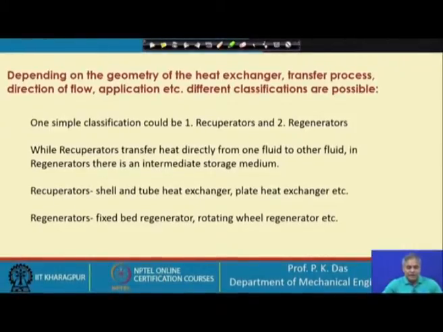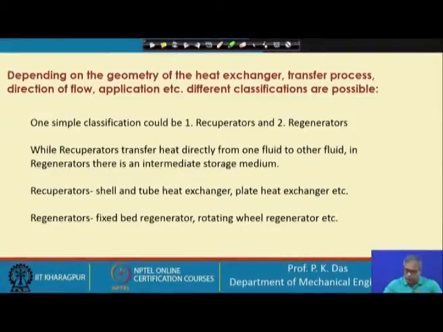Then regenerators: there is an intermediate medium which will temporarily store thermal energy. So, this is a kind of storage type heat exchanger, and there is a third medium in between the two fluid streams. They are also very important, though they are not as numerous as recuperators. So, fixed bed regenerator, rotating bed regenerator, and there are other examples we will find as we proceed with the course. So, these are regenerators.